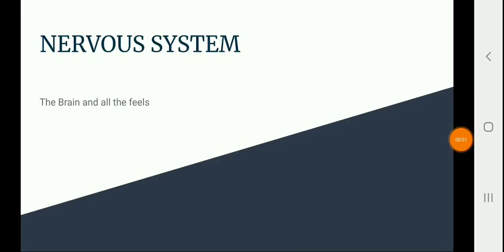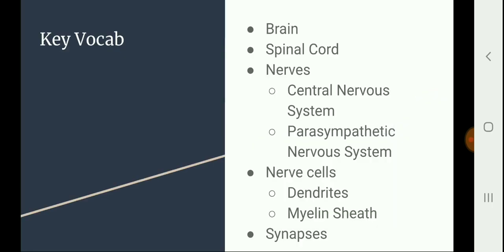All right, so we discussed in class the nervous system and how this explains how the brain connects to the whole body. So our most brief summary is how the nervous system is made of the brain and all the feels. This means the emotional feels and the actual feeling that we have in our fingers and toes. Key vocab that I had you write down in class was brain, spinal cord, nerves, which make up the central nervous system, and the parasympathetic nervous system.